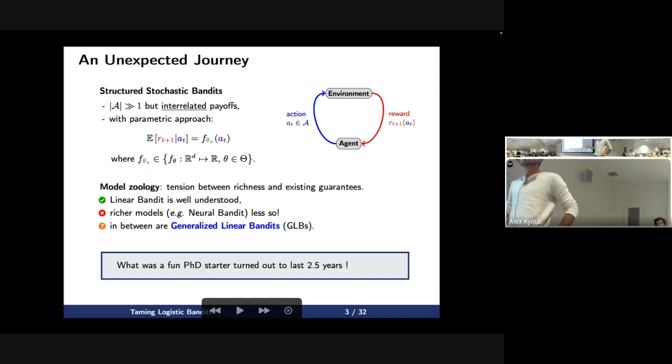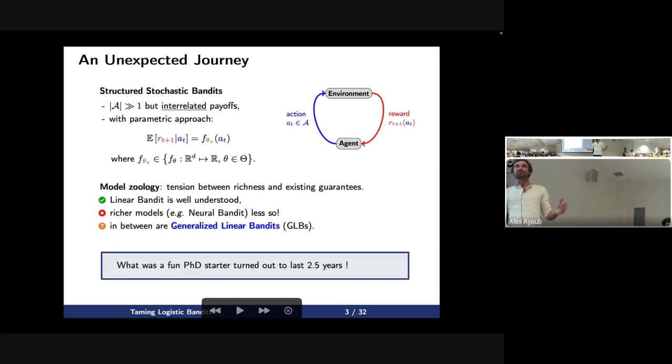As soon as you have a huge number of actions, if not infinite, you can't go for a solution that treats each action independently, but very likely if you're in this configuration, you have interrelated payoffs. Two actions that are similar lead to similar rewards. A natural way to encode this is to go for a parametric approach, and we assume that the expected reward is given by a function f of the action, parametrized by θ, so we put everything we don't know about the model into a single parameter. Depending on what class of function you choose for f, you can have a more or less complicated reward model. Of course there is a tension: the more complicated, the harder it is to say anything theoretically grounded.